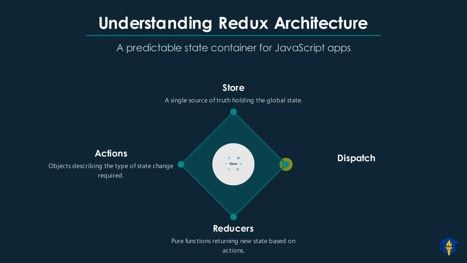Dispatch is a method used to send actions to the Redux store, initiating state changes. When you dispatch an action, it signals the store to update its state using the appropriate reducer.